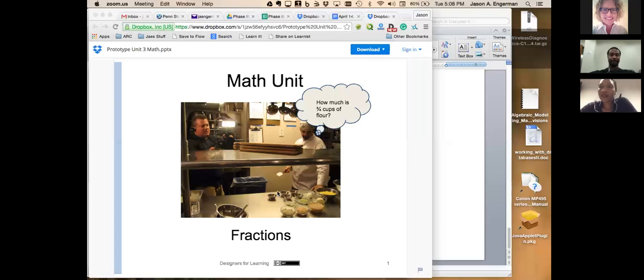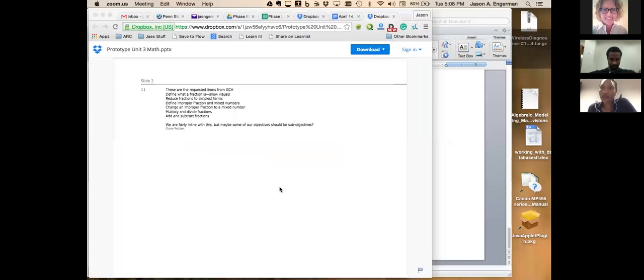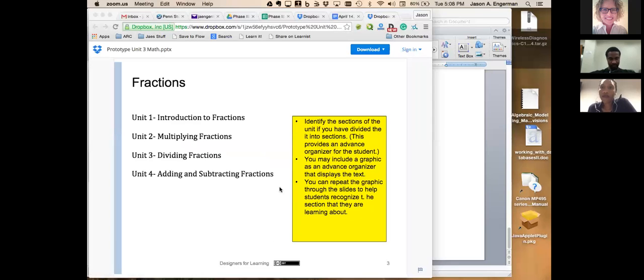Sure. So the math unit is divided into three sections. In section one, what we wanted to do was give an overview of the concept of fractions. Or it looks like it's four. Well, actually, we're combining two and three into multiplying and dividing. But we may have changed it and I just don't remember.